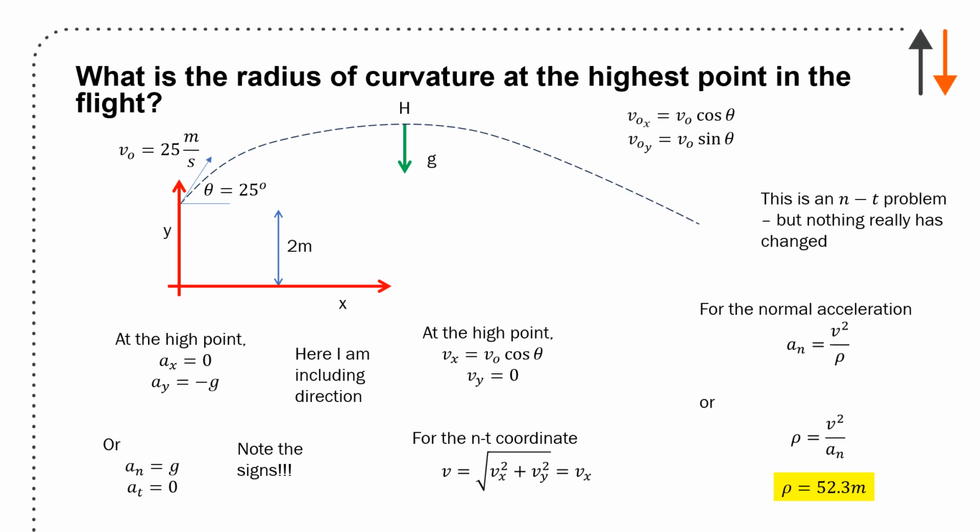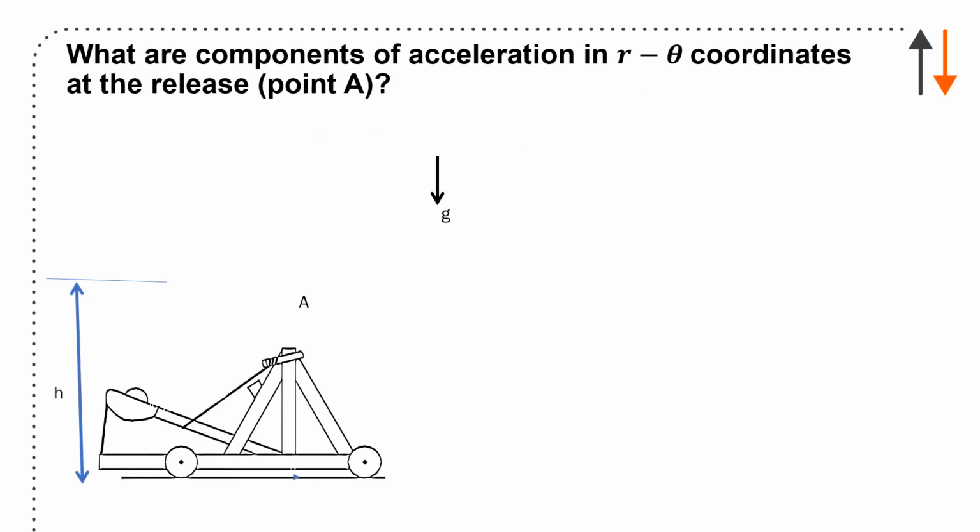All right, no problem. Everything is sort of worked out so far. It's all kind of sensible. Let's look at the last part. What are the components of acceleration in r-theta coordinates at the point of release, point A? So you see point A there. I'm going to show v0 and theta. I'm going to have an xy coordinate system that is shown in there.